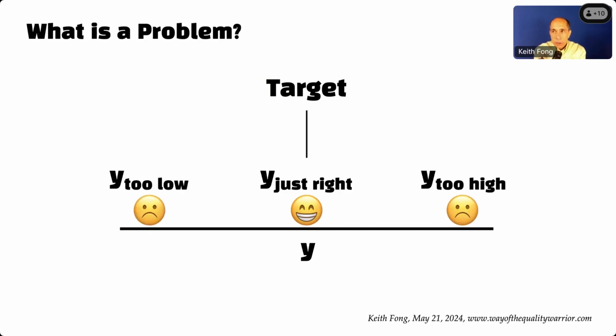Similarly, when you have a target, you can have an output, a y, that's too low. So a problem is really the difference between what you want, the just right, and what you actually get, like in this case, the too high. But it's also a problem if what you want is just right, but you get the too low. So you have two problems represented here, too low and too high.